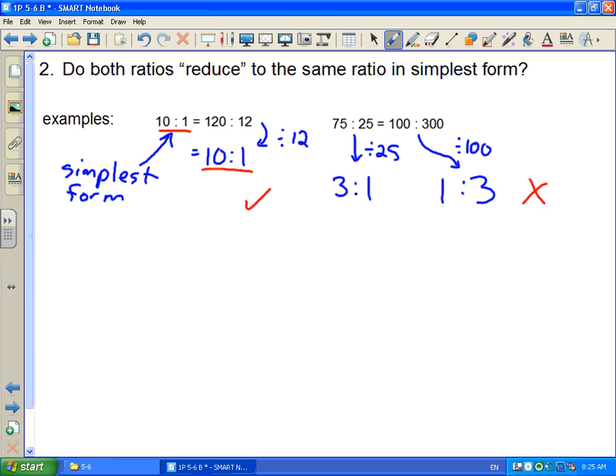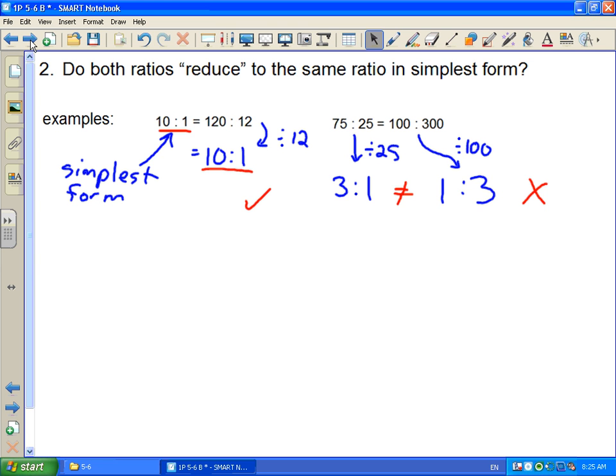In our first ratio, we have the 3 to 1. In the second ratio, we have 1 to 3. Okay, so those are different ratios because, again, the 3 and the 1 are in different places there. So those would not be equivalent ratios.